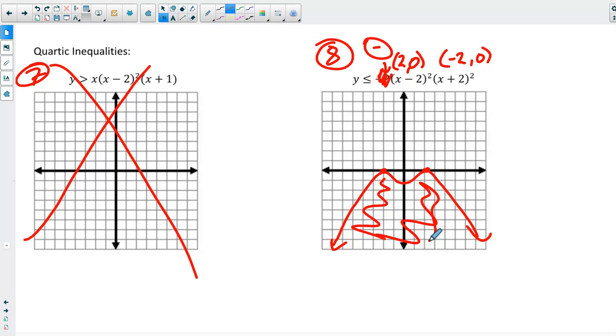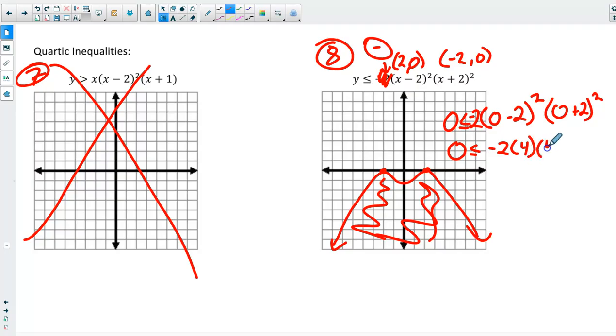But then I'm still going to check. So I'm still going to choose a point. I'm going to choose 0, 0. Why not? And I'll do the math because I just want you to see that it works. So I get negative 2 times 4 times 4. And so I get 0 is less than or equal to negative 32. Is that true? No. So then that's false. I put an F there. I checked 0, 0. That was right here. So I would jump to the other side and shade.